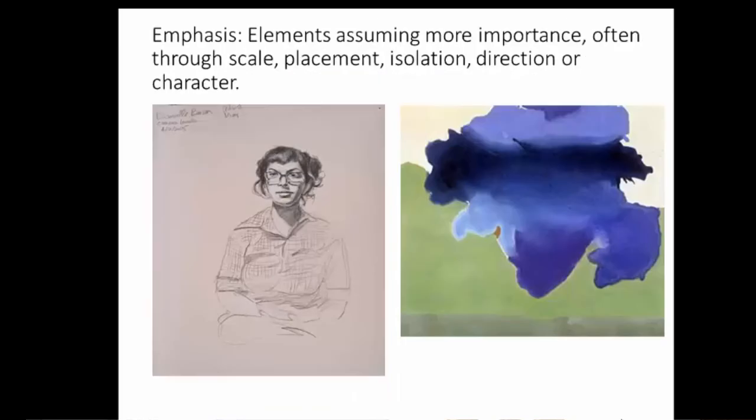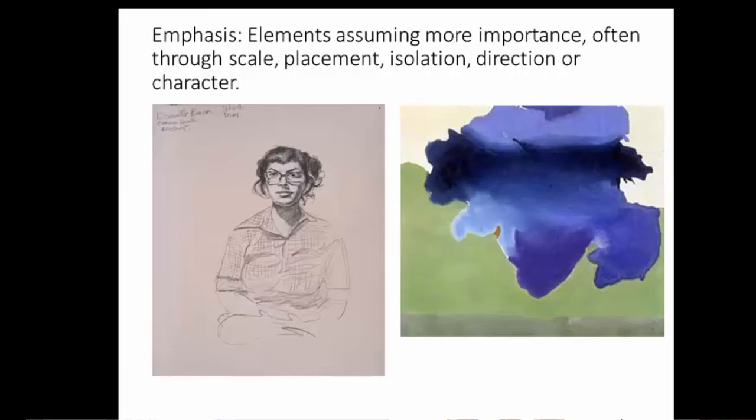Another principle to look at is emphasis. Elements assuming more importance, often through scale or placement, isolation, direction, or character. On the left, you see that the face of the individual is more important because more material and attention has been added to it. So our eyes tend to focus on that part of the drawing because of its emphasis.